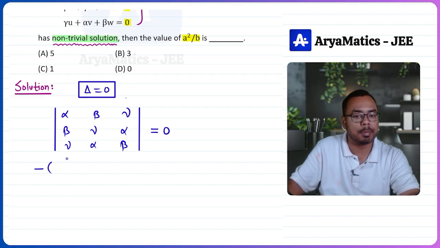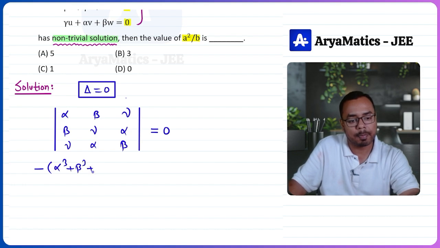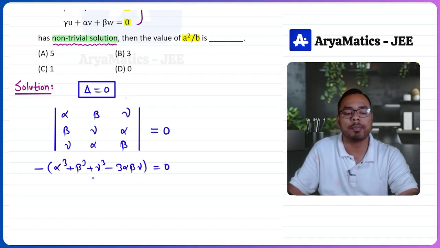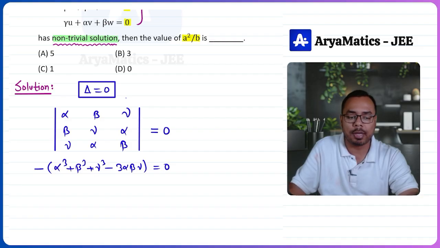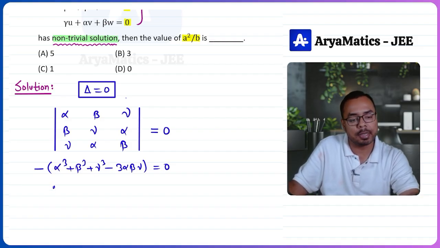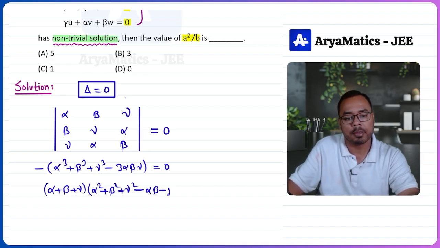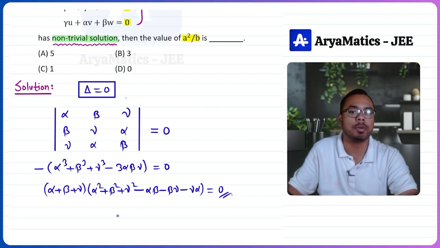So this is one standard determinant, right? If you expand this determinant, you will get the value as alpha cube plus beta cube plus gamma cube minus 3 alpha beta gamma, and this has to be 0. Now using the formula for a cube plus b cube plus c cube minus 3abc, we can write this as alpha plus beta plus gamma, multiplied by alpha square plus beta square plus gamma square minus alpha beta minus beta gamma minus gamma alpha, and this must be 0.